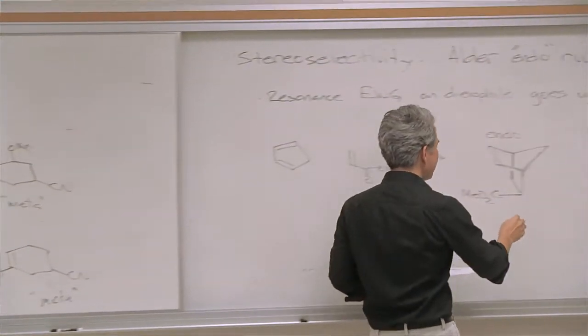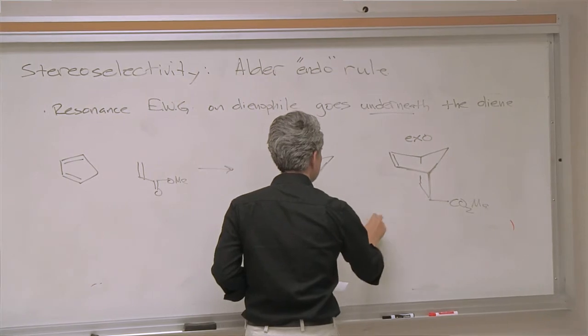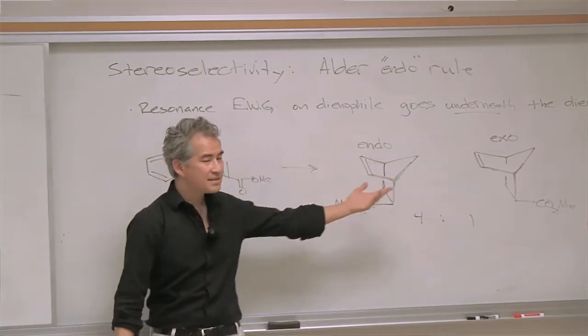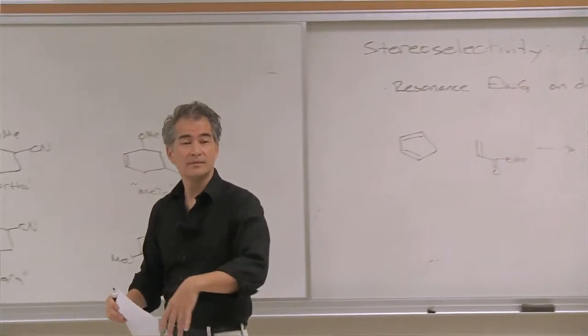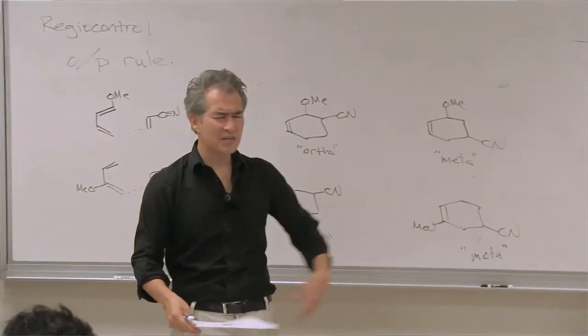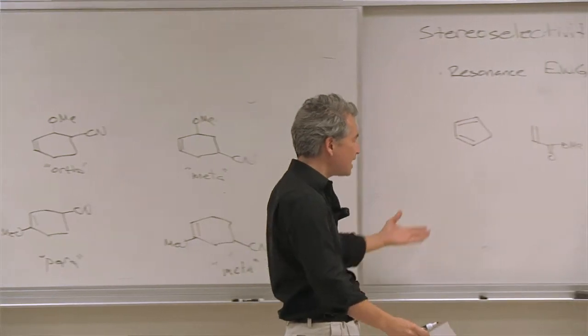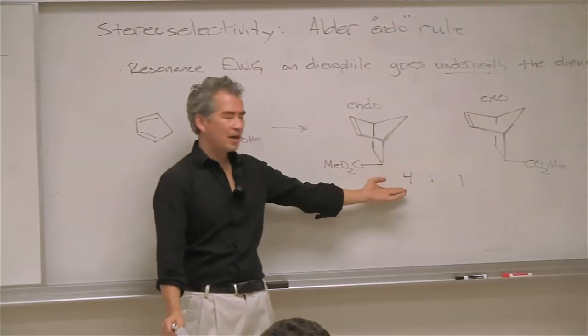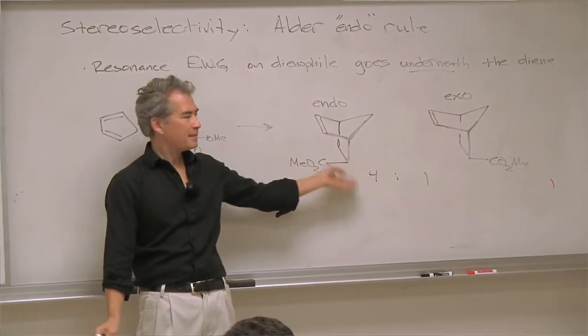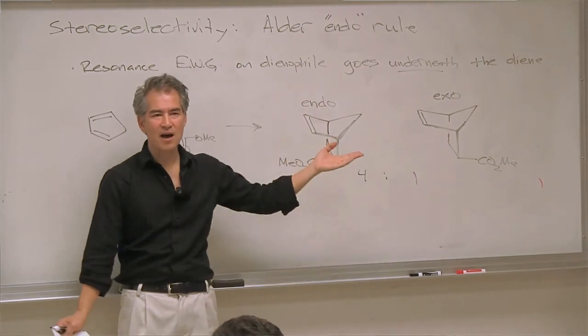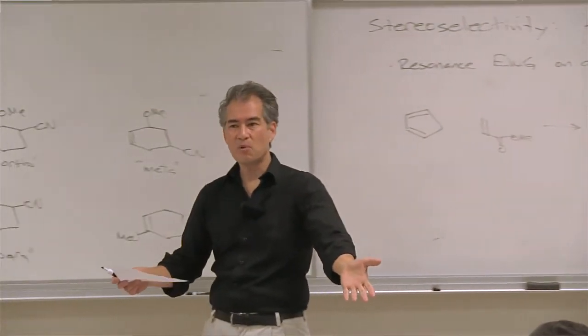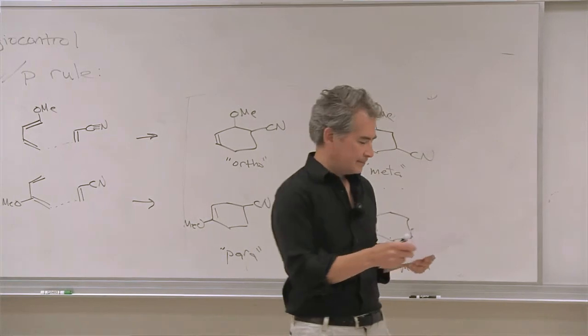And the endo is favored. Surprisingly, it's more hindered. The product is less stable. It's favored. The endo product is favored. Substituents prefer to be exo on norbornyl ring systems. And yet, this is the one that forms faster. It forms 4 times faster. That means the transition state leading to the endo product is lower in energy by 0.8 kcal per mole.